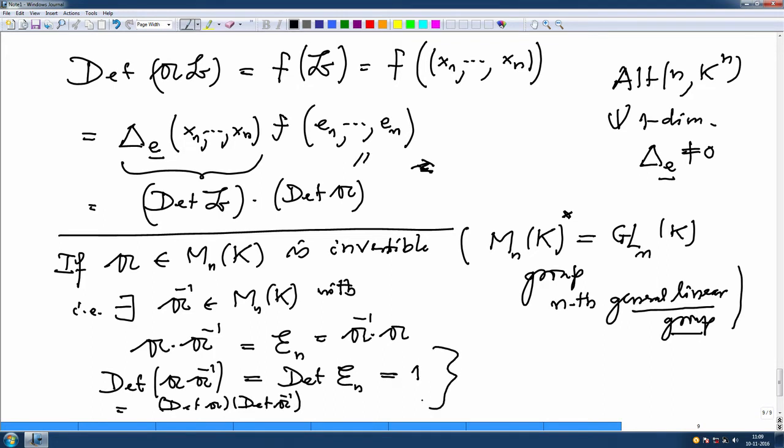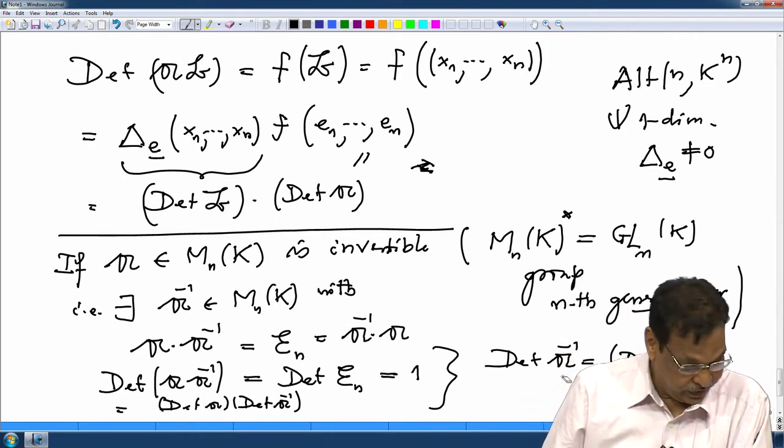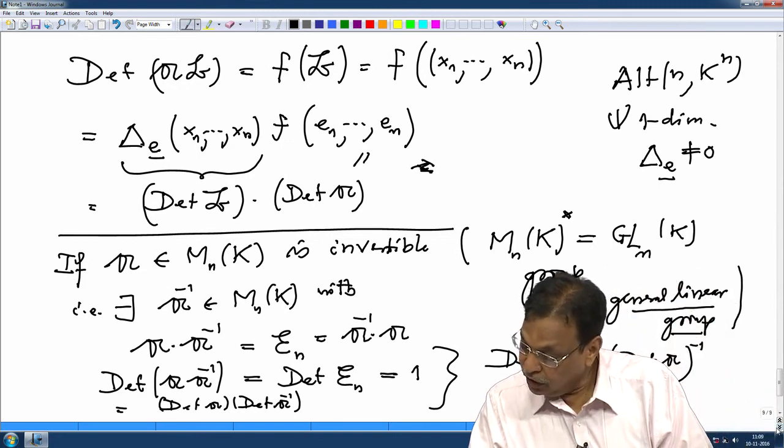Therefore, altogether this is an equation in the field. Therefore, we get a nice formula: determinant of A inverse equals determinant of A, inverse. So that means if your matrix is invertible, whether you apply the inverse first and then the determinant, or the determinant first and then the inverse, these two operations are compatible. Okay.